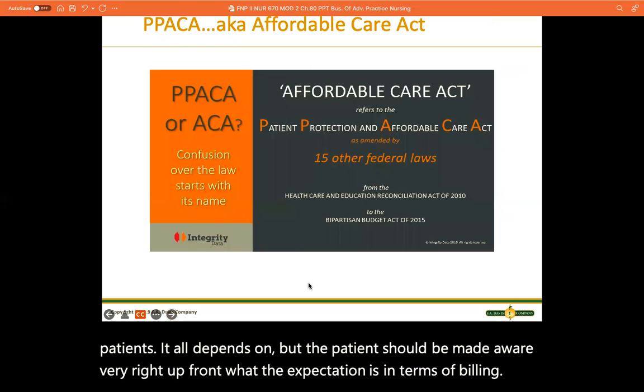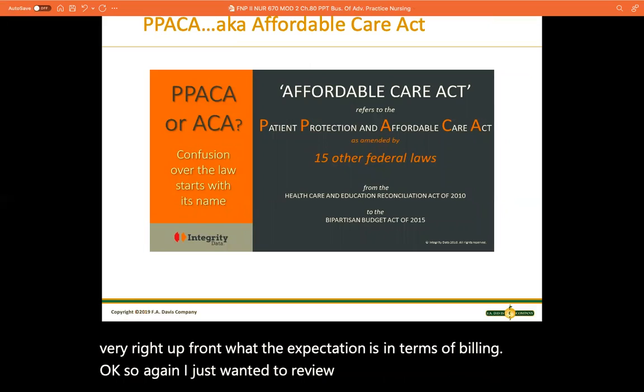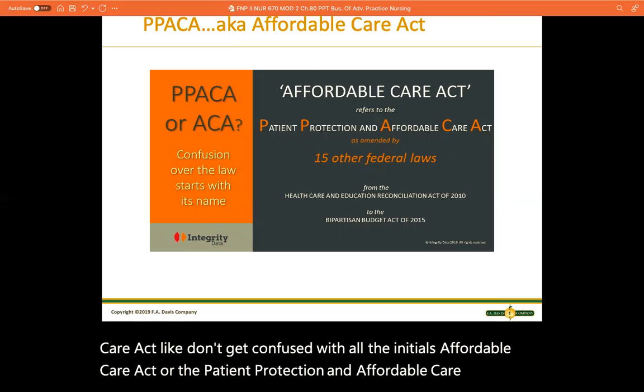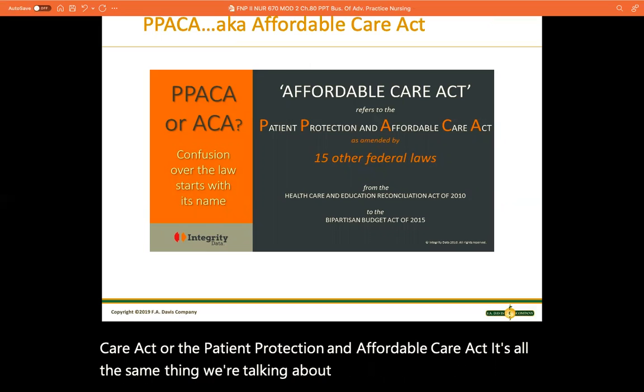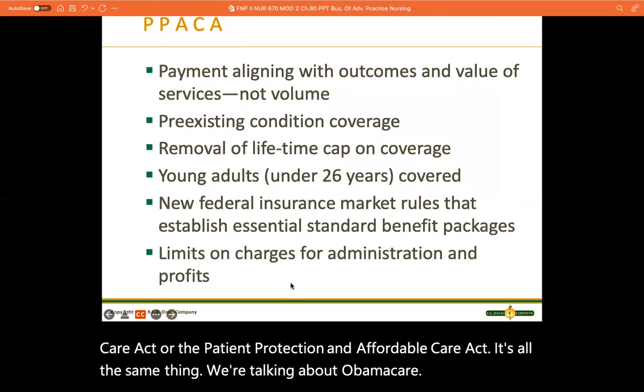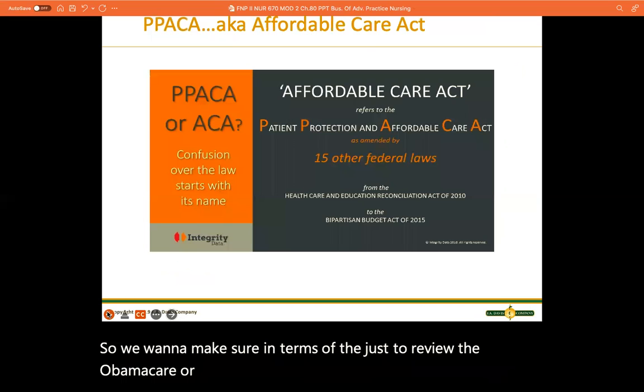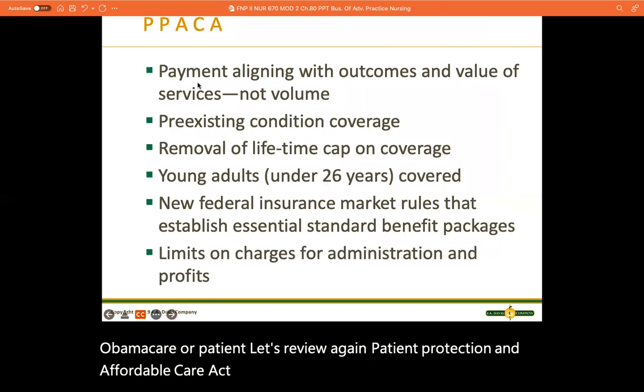Okay, so again, I just wanted to review the Affordable Care Act. Don't get confused with all the initials: Affordable Care Act or the Patient Protection and Affordable Care Act. It's all the same thing. We're talking about Obamacare, all right? So let's review again the Patient Protection and Affordable Care Act, the PPACA, there it is at top.